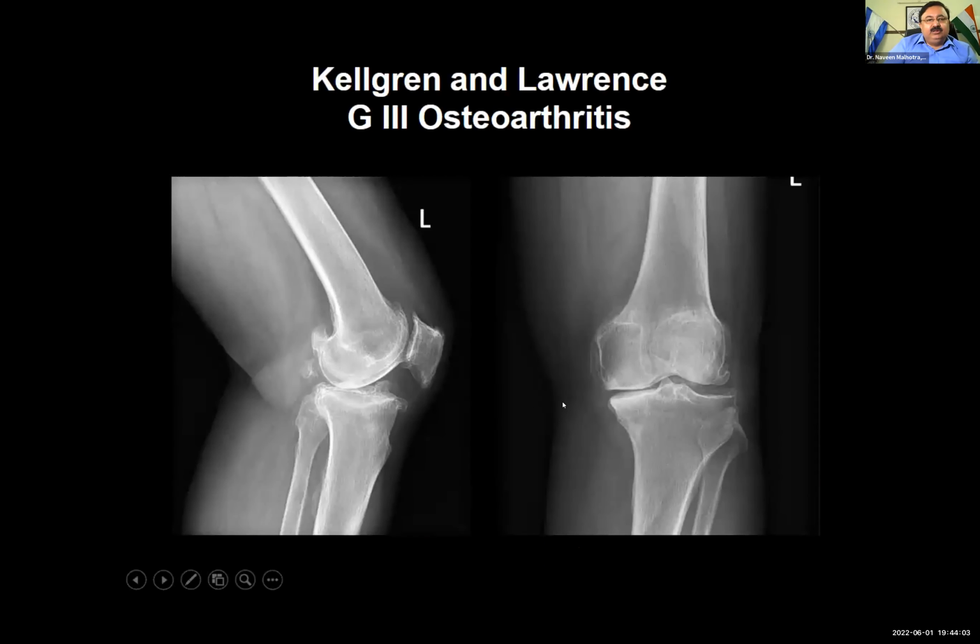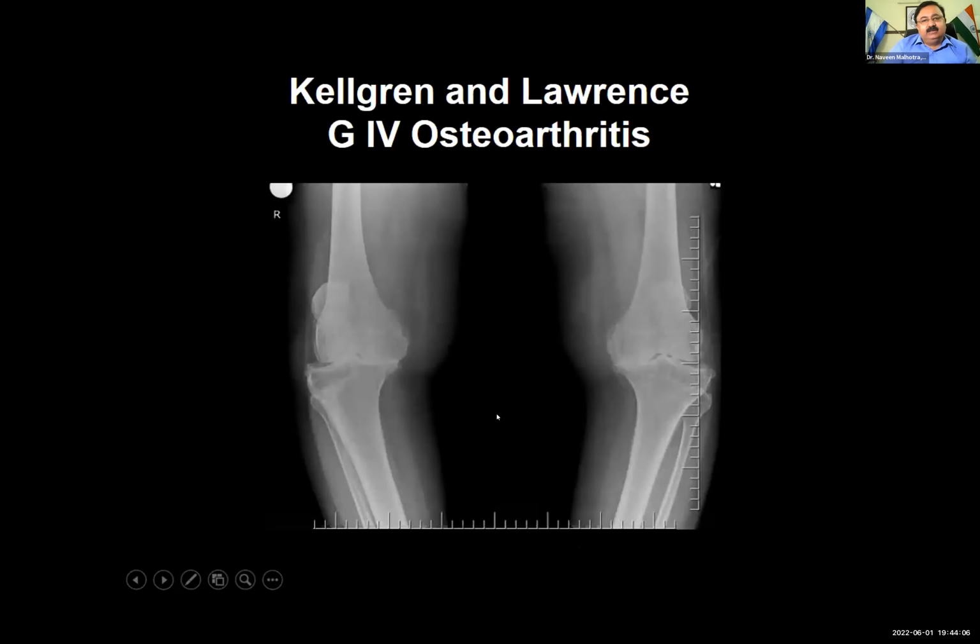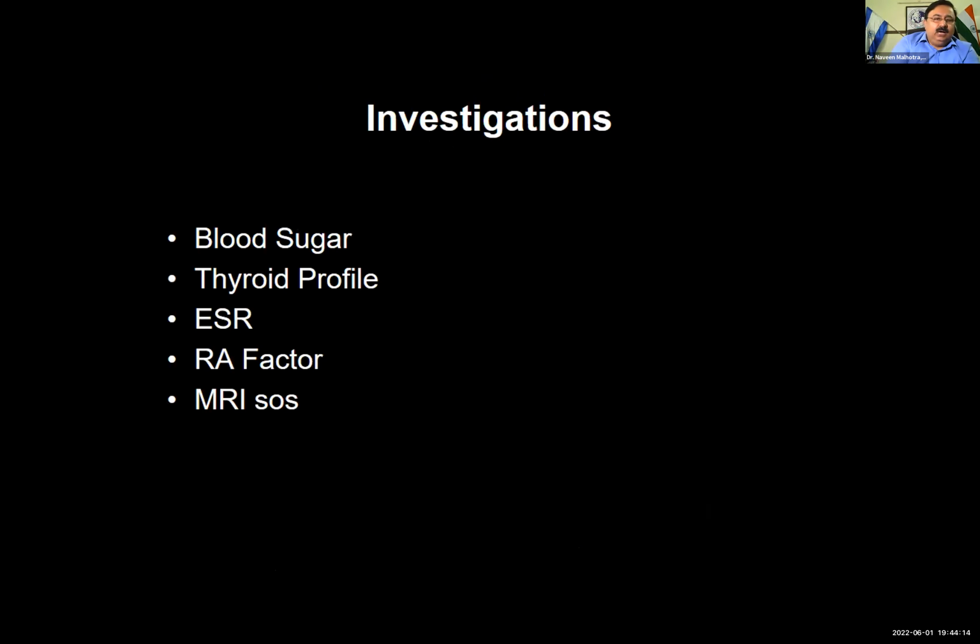So this is a grade three osteoarthritis X-ray, and this is a grade four with various deformity also coming in, and almost the space is obliterated. Other investigations which are done are to ensure that the blood sugar is under control and the hypothyroid status is also under control, because they can also lead to joint swelling. And blood sugar, if you have to do some intervention, should be under control. If you want to rule out rheumatoid arthritis, those are all clinical tests. MRI is done if you're suspecting meniscal tears or ligament tears as the cause of pain. But usually it's a clinical examination followed by an X-ray investigation.